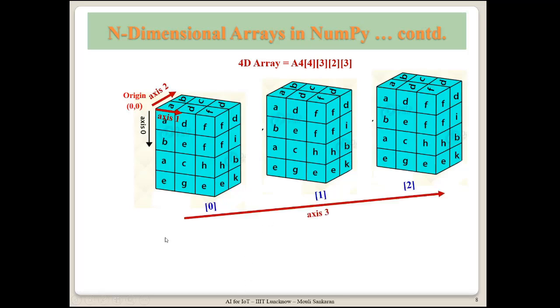Axis 3 is something like this. On axis 3, element 0 will be all this, 1 is here and 2 is here. Okay, that is how you will keep on expanding the number of dimensions. I hope this is clear to you. Now can you find out this value?